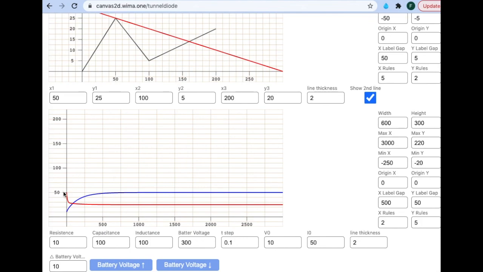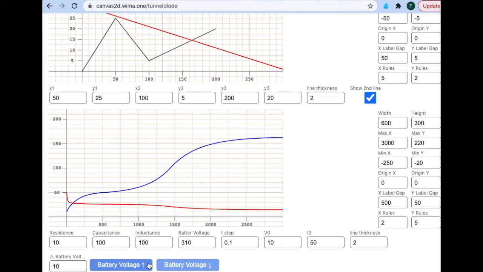So the value of V is 50 here, and as I increase E, this cannot be the stable point anymore. So it has to jump to this point. So let's see. We see the jump. Because you only have one stable point, you have to jump now.